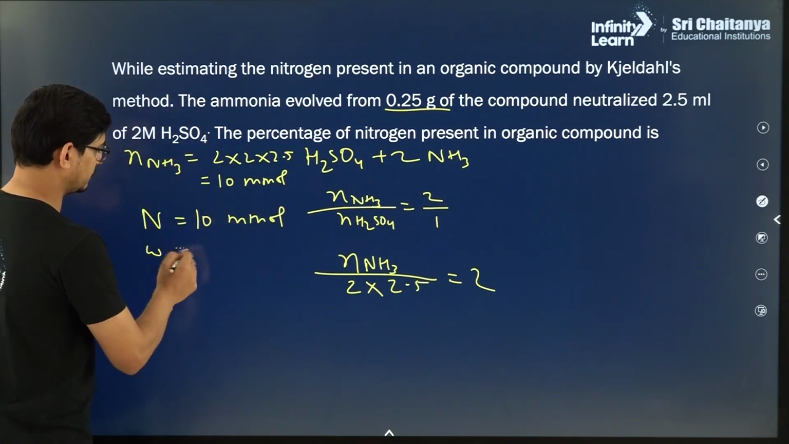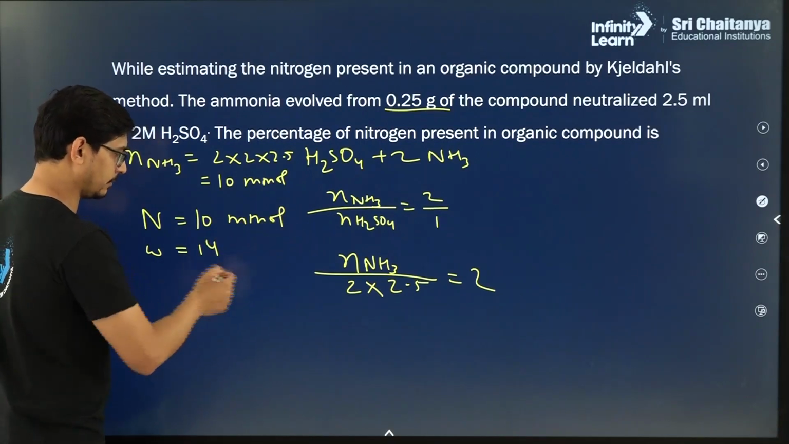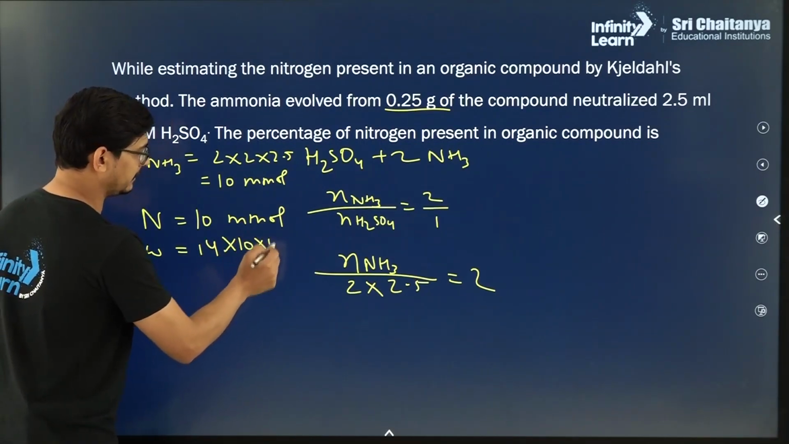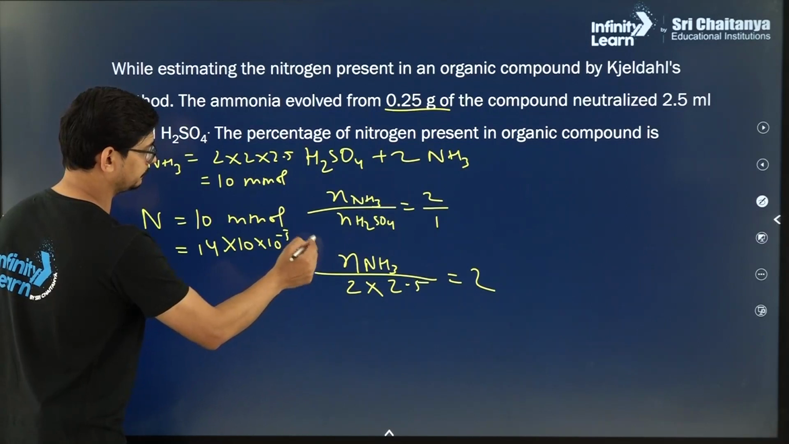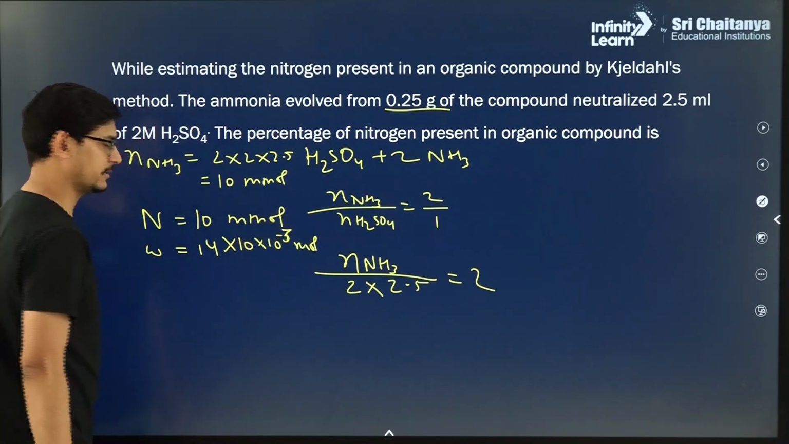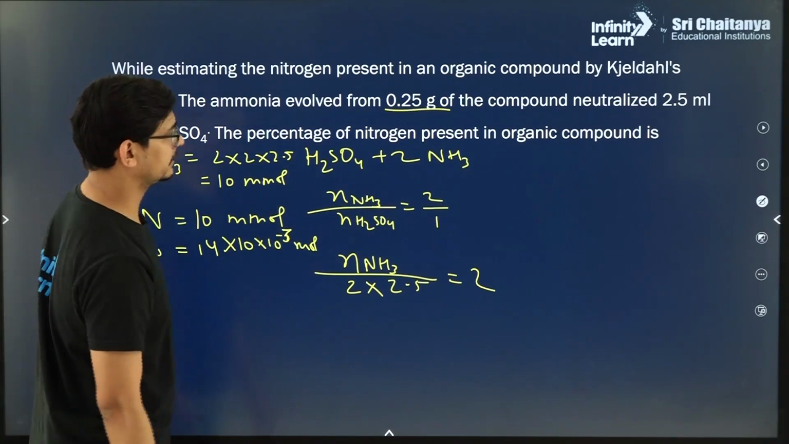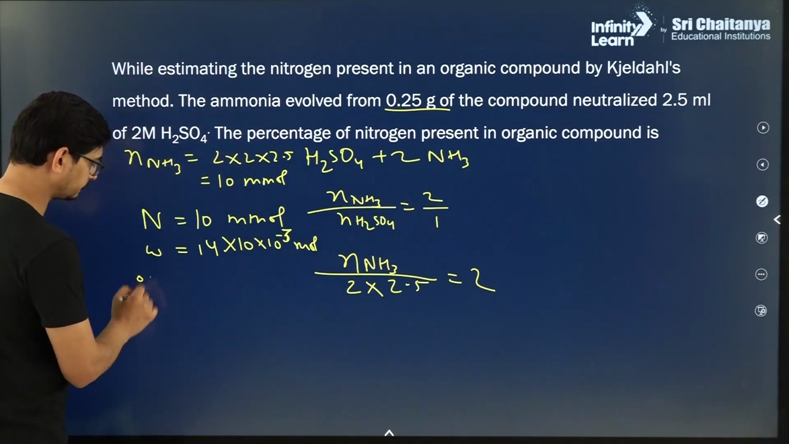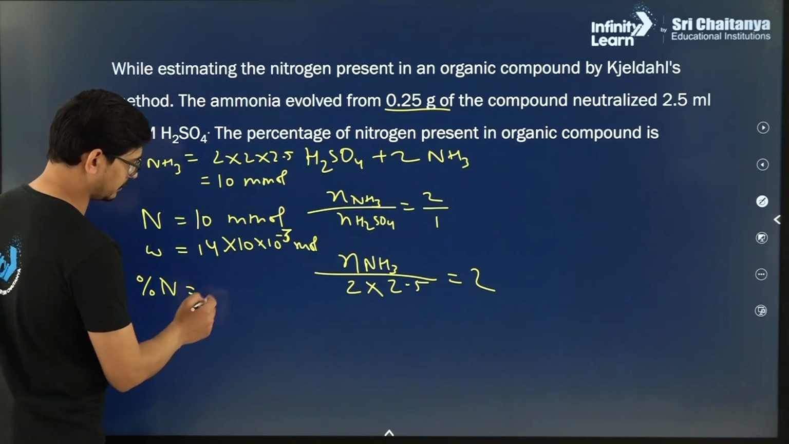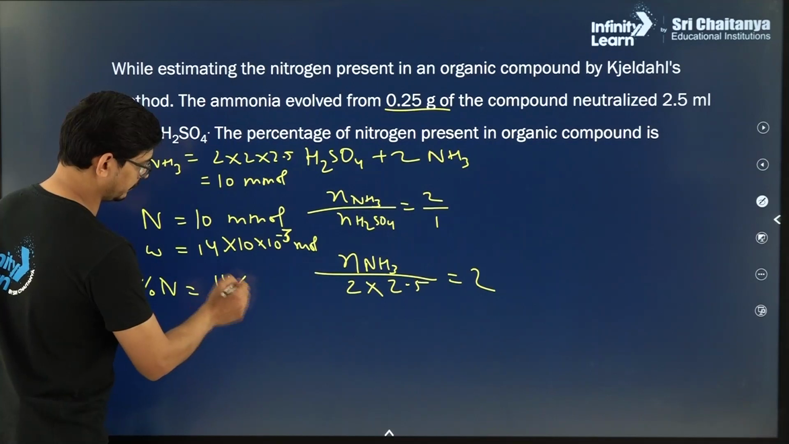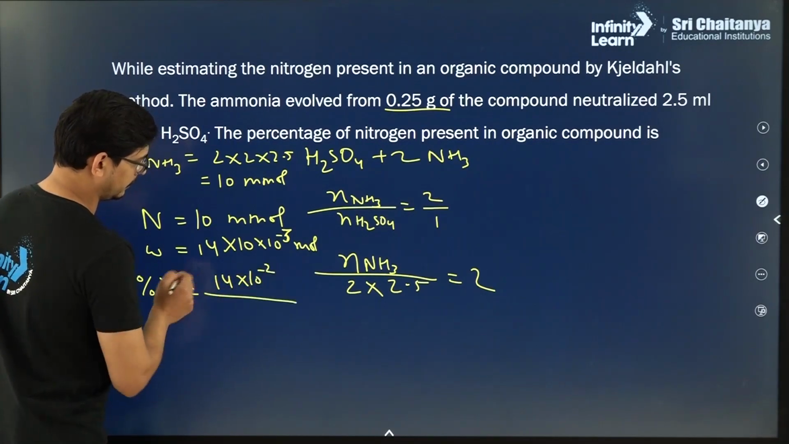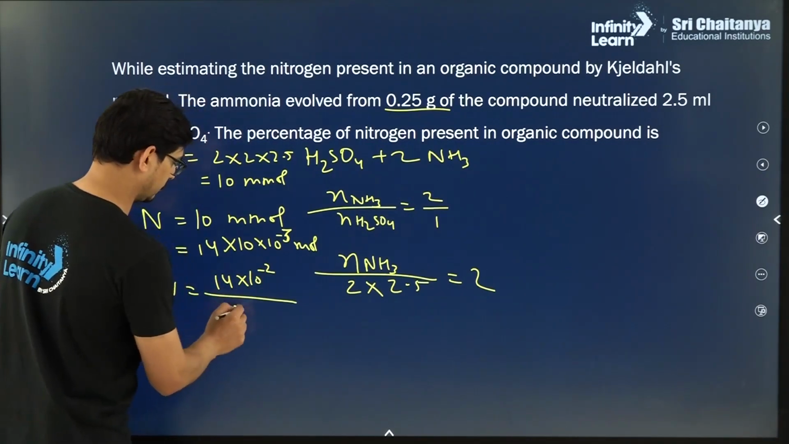So the mass of nitrogen is 14, right? The atomic mass into 10, and the milli factor is 10 raised to the minus 3. So now it's very easy. You can calculate the percentage of nitrogen as the mass of nitrogen, which is 14 into 10 raised to the power minus 2, divided by the mass of the compound.